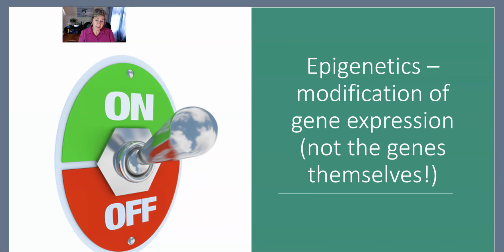All right, I wanted to mention epigenetics. So epigenetics is modification of gene expression. You get all these genes in your DNA, right? You have all the information in your DNA to make any trait whatsoever. And you have all that DNA in every single cell. Well, then why are the cells different from each other? Why is a skin cell the way it is versus a heart muscle cell versus a liver cell versus a nerve cell?